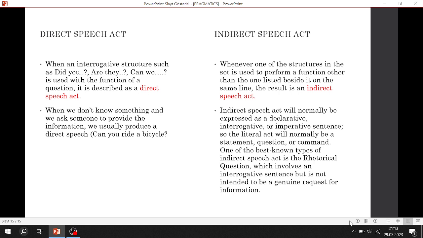Let's give an example. "Move." Is it direct or indirect? Of course, it's direct. "Could you please sit down?" It's a request, right? Then it's indirect. "Please get out of the way." It is imperative, and then we can say it's direct. "You are in the way." It's a declarative statement. Then we call it indirect.